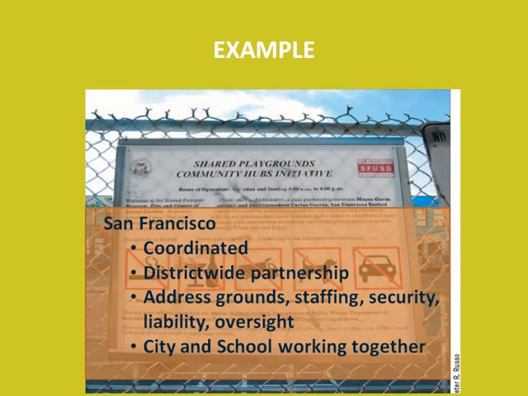The San Francisco example is important because whether you're talking about recreational facilities or cooking facilities or gardens or libraries, it's important to work towards district-wide partnerships, addressing maintenance, operations, liability, ownership, security and scheduling issues, and have regular meetings of the partners or the task force that's convened.